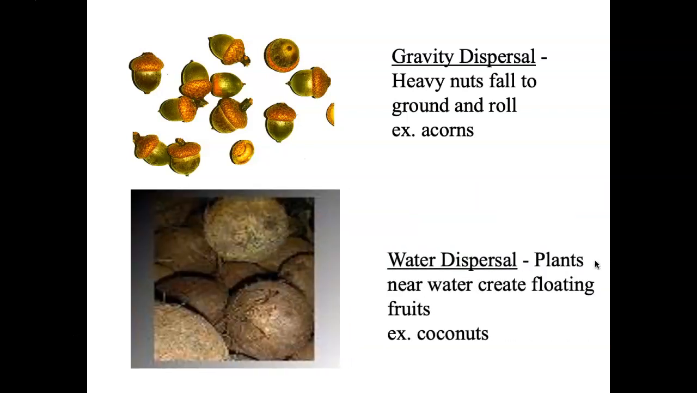Then there's water dispersal. So these are plants that live near water. This picture is of coconuts. They create floating fruits. So if you've ever seen a coconut, it floats. Put it in water, you'll notice it floats. So coconuts are an example of a plant that grows along water. It falls into the water. The water obviously moves the coconut. It ends up in a place where it can open up and ripen and grow a new plant.